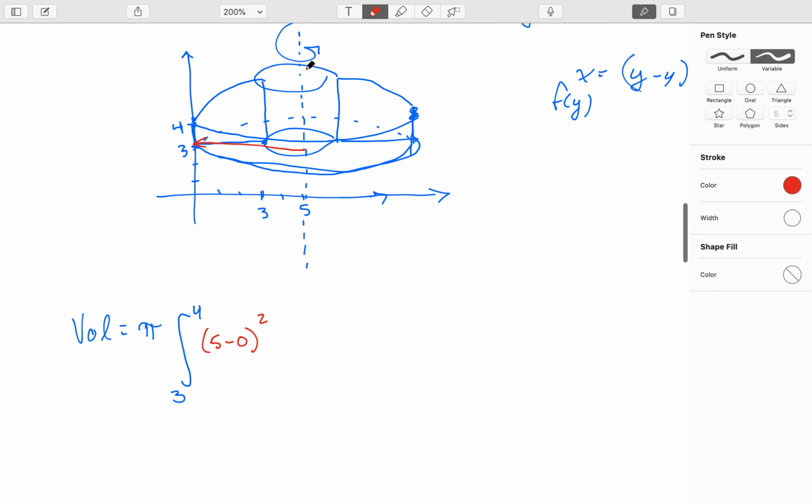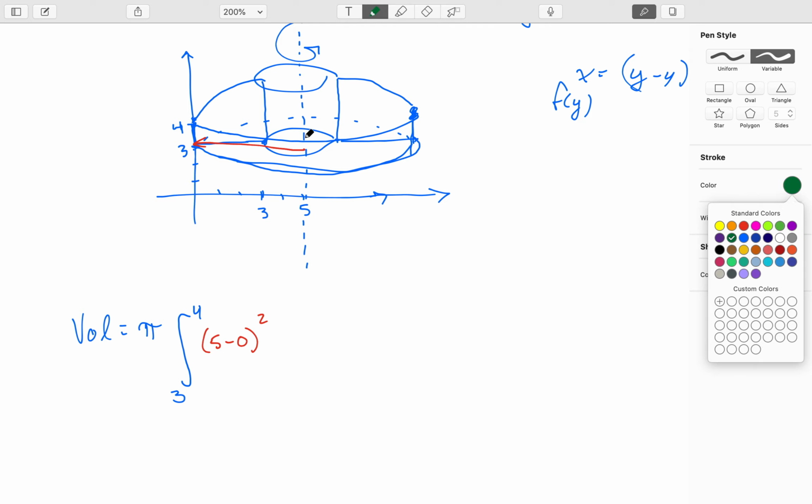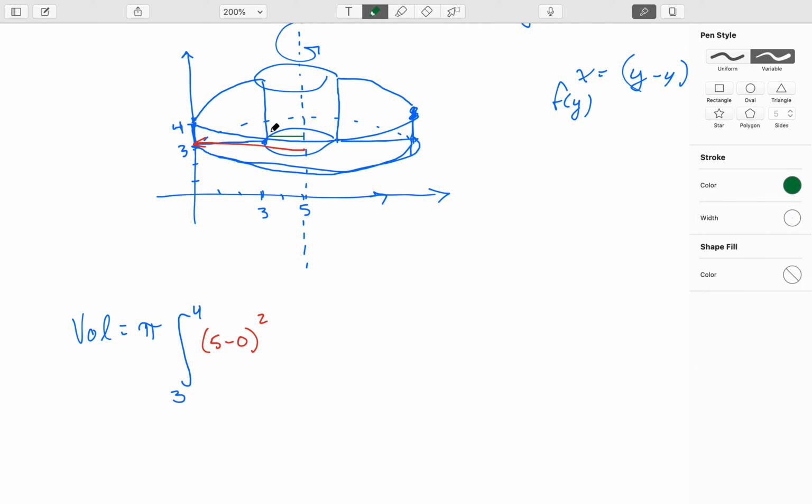Because that's where we're rotating around. Now, what about the inside? The inside is from 5 back to 3. And that's just always a constant 5 minus 3. That's just a constant 2. It's always a constant 2. So minus (5 minus 3) squared.